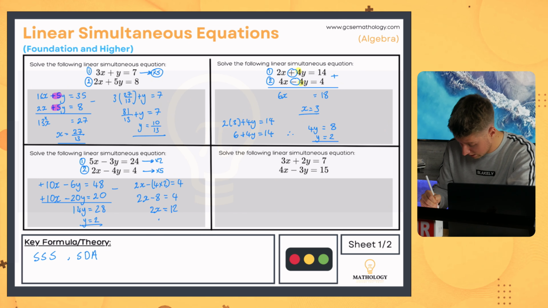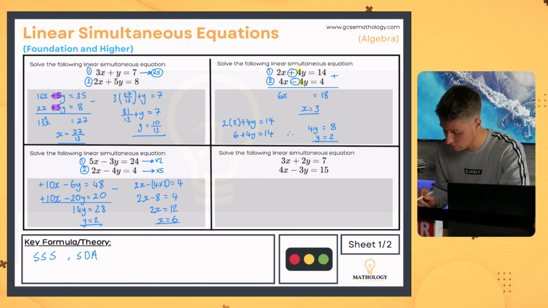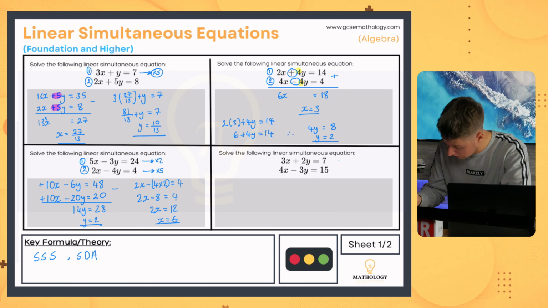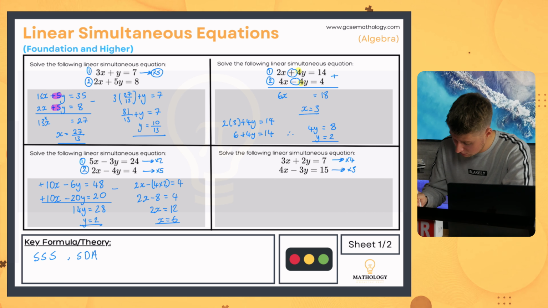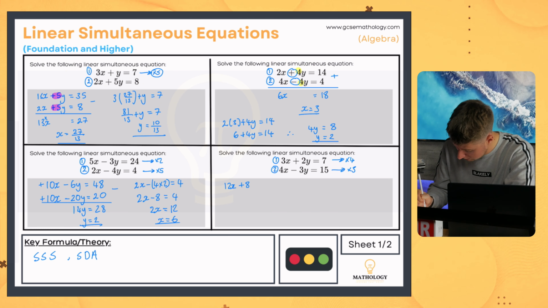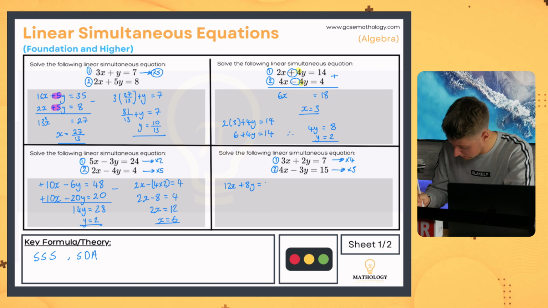This next question says solve the following linear simultaneous equation: 3x plus 2y equals 7 and 4x minus 3y equals 15. So we either need to make all of the x's the same or all of the y's the same. So what I'm going to do here is multiply equation 1 by 4 and equation 2 by 3. So looking at equation 1, we're going to get 12x plus 8y, and this is equal to 28.